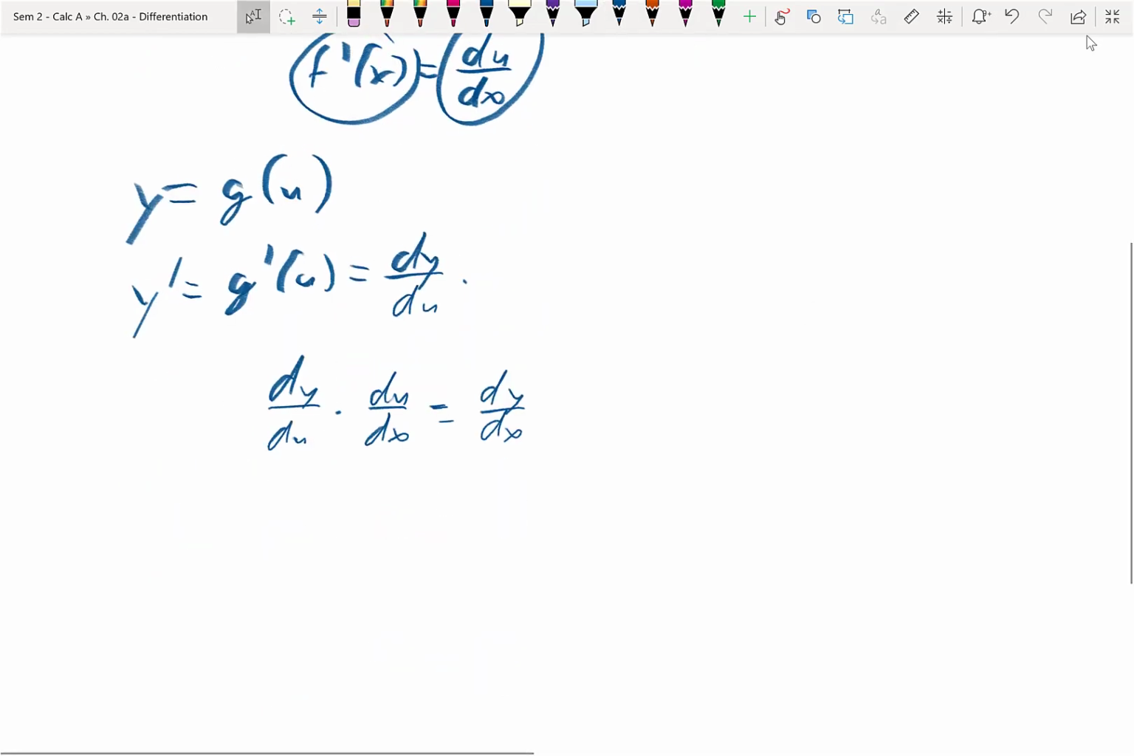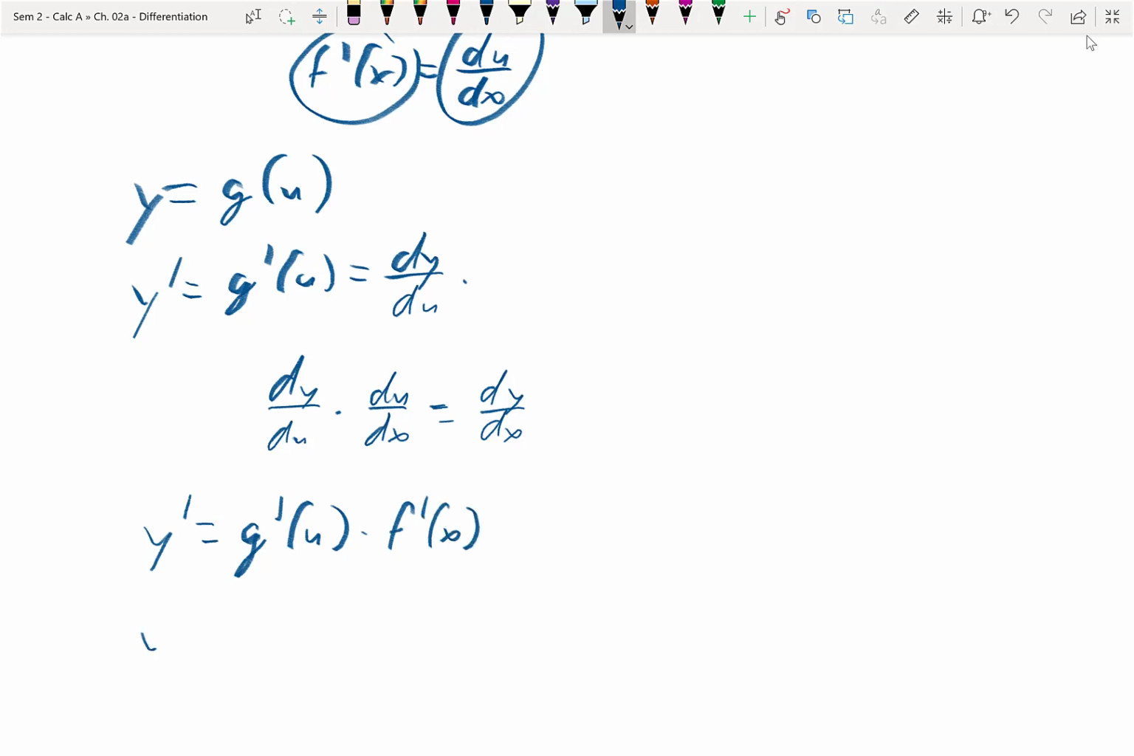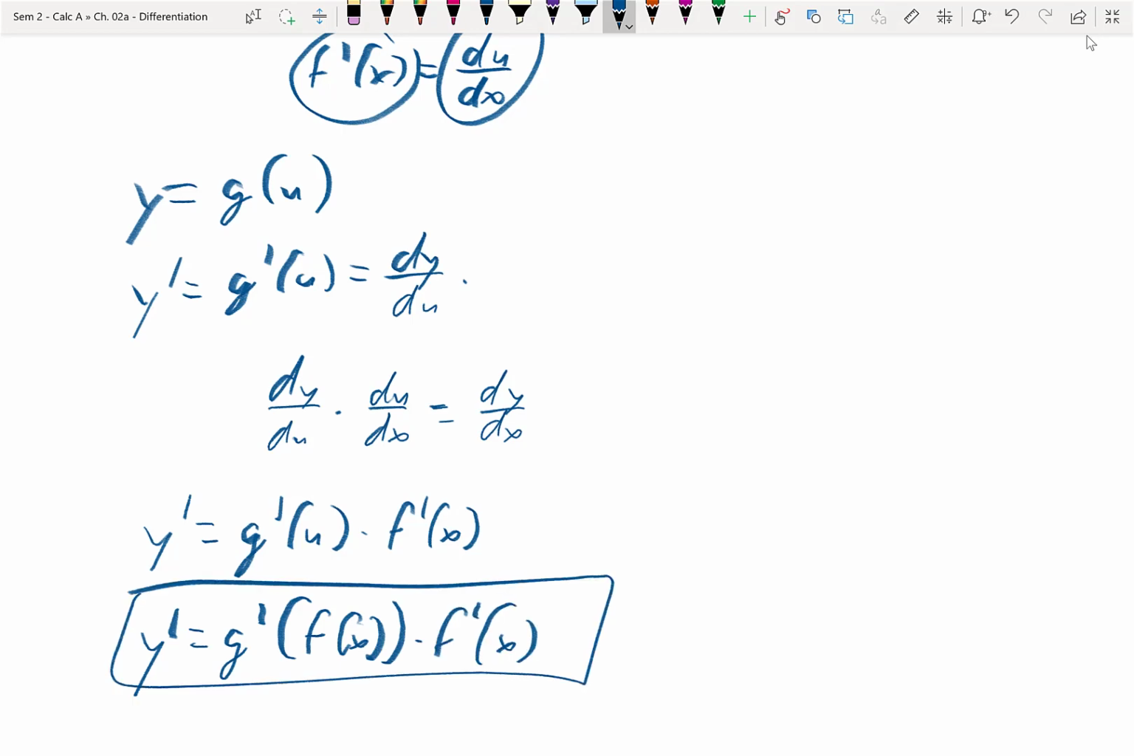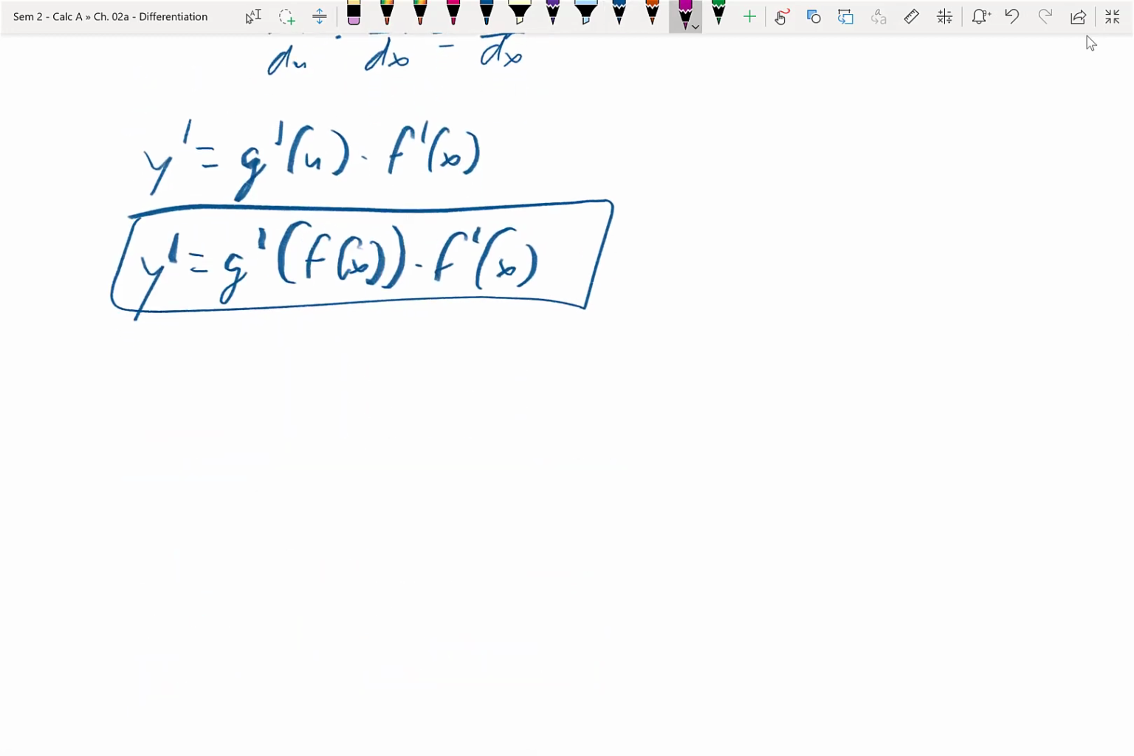So what this is telling me is that the derivative y prime is equal to dy over du, and dy over du is g prime of u, times du over dx, which is f prime of x. And if I do a final substitution back with what u was, u is equal to f of x, so we get g prime of f of x times f prime of x. That is a derivation of why chain rule works, but how it works is a lot easier than the derivation.